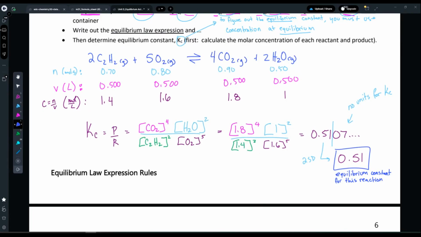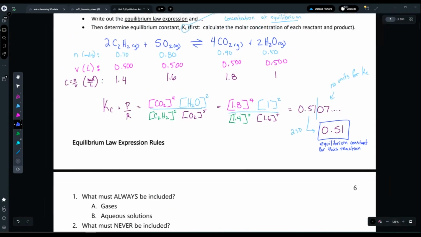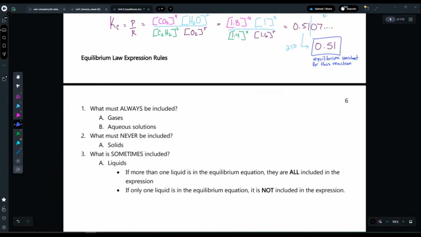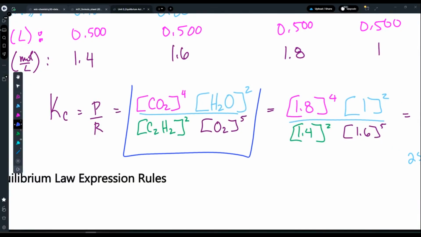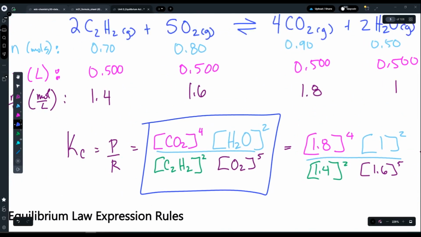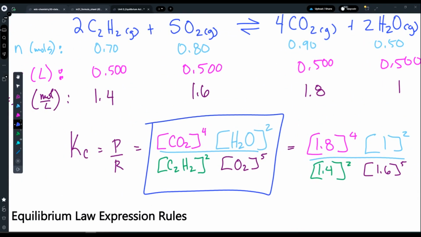Okay, so we will get into what this equilibrium constant value means. But right now, all that matters is that you know how to first set up your equilibrium law expression, and then also how to determine or calculate your equilibrium constant. So for equilibrium law expressions, by the way, if a question asks you for an equilibrium law expression, this would be the equilibrium law expression.